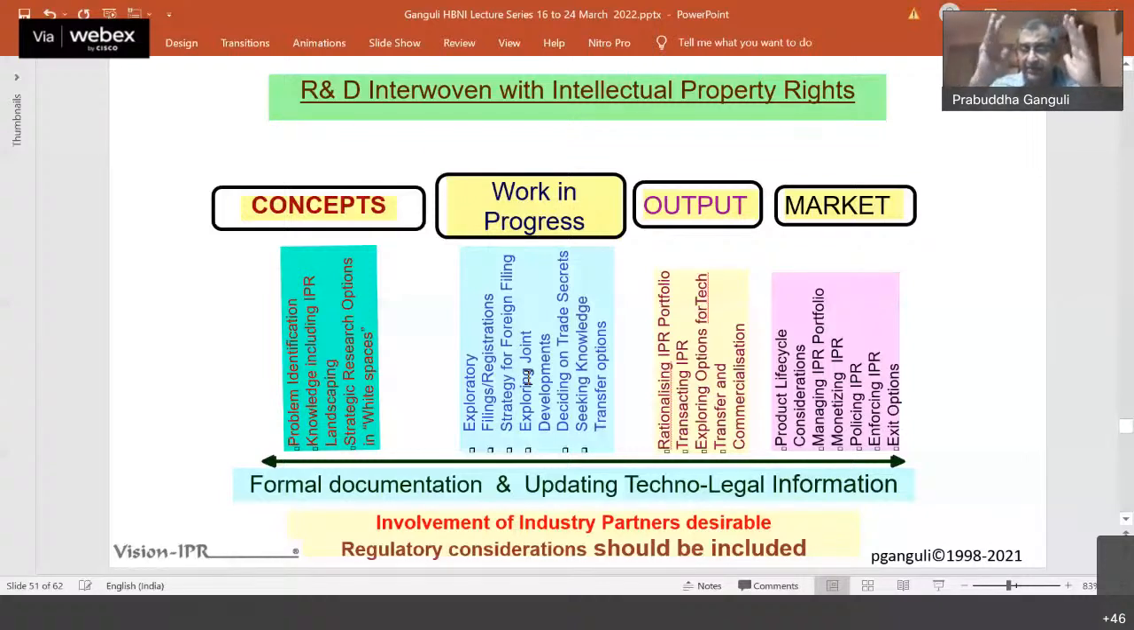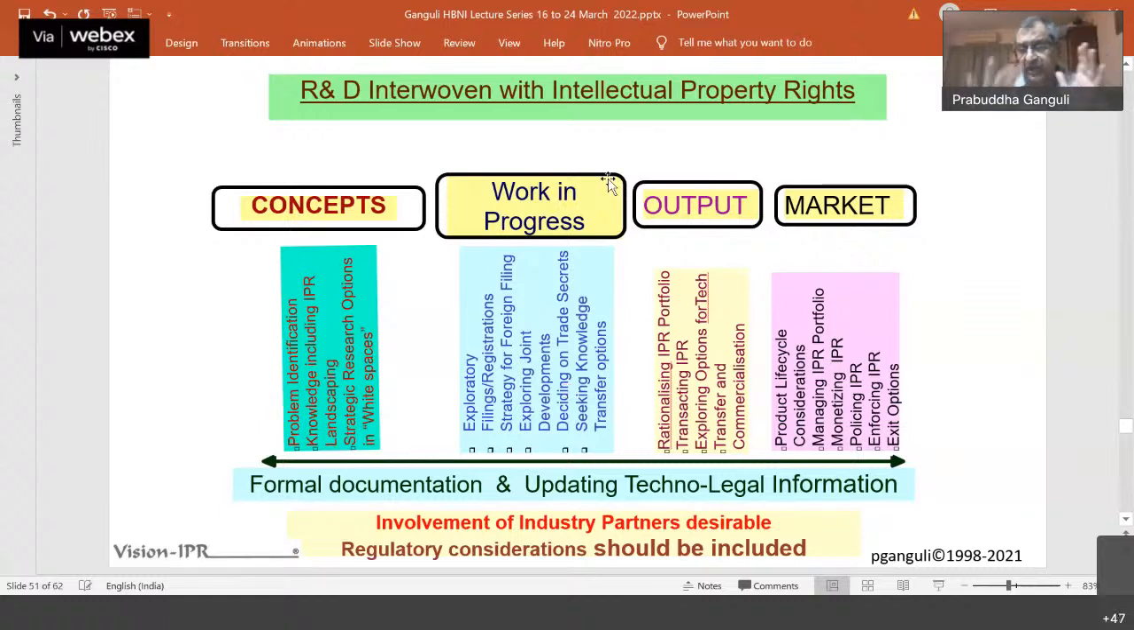And once the initial part of the research and proof of concept is over, and then the work goes into the developmental stage, that's where you have to do a lot of thinking as to what are some of those aspects of your work which you don't want to disclose at all and keep as trade secrets and know-how, right? So all these strategies while doing research become very important for us. So that becomes work in progress.